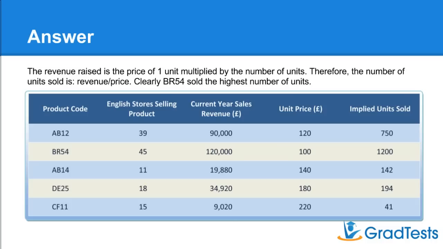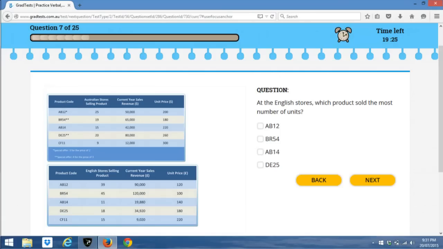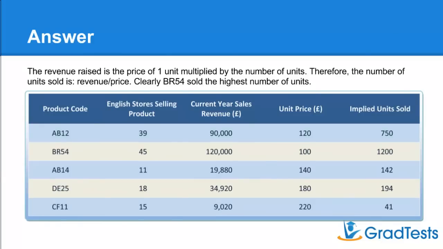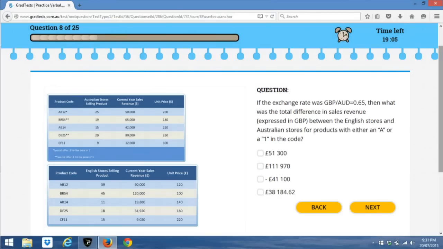So in an actual test, you could go through and plug these numbers into a spreadsheet or into a calculator and do them all. But this is one of those situations where I strongly suggest you just scroll down, and instead of explicitly doing all the calculations, you should be able to roughly do them in your head. All you're going to be doing is dividing the revenue number by the unit price. Should be pretty obvious that BR54, 120,000 divided by 100, is going to give you the highest number. So that one should be pretty straightforward. So the answer there was BR54, it was B. Okay, on to the next question.